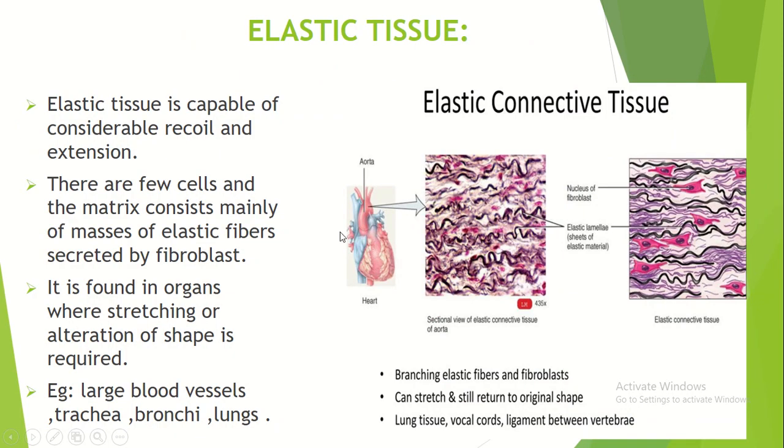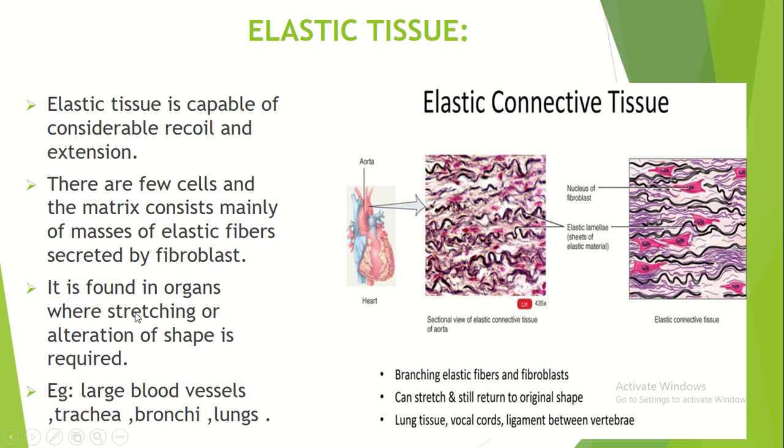And this is the main thing, the elastic tissue. The elastic tissue is capable of considerable recoil and extension, like a rubber band or a stretchable elastic band. How does it recoil and extend? However much you extend it, it will recoil by the same amount. That is the capability of elastic tissue. There are fewer cells, and the matrix consists of masses of elastic fibers secreted by fibroblasts.